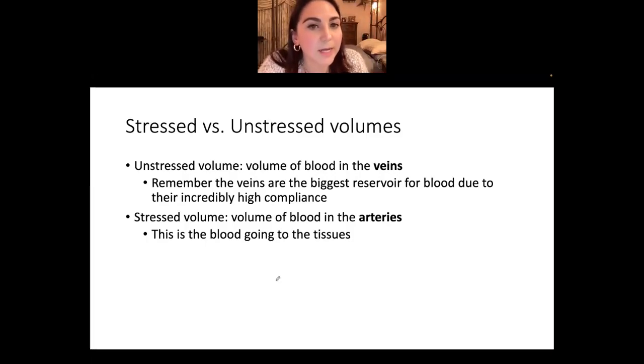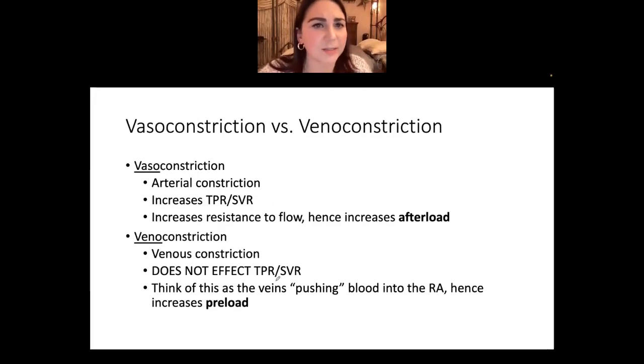Something like a nitrate, which has venodilation as well as vasodilation, affects both the unstressed and the stressed volume. So if you see those terminologies, that's what they're talking about. Stressed volume is obviously the volume of blood in the arteries, the blood going to the tissues. I think about it as super stressed, right? It has to give all this oxygen to the organs. But those are those definitions.